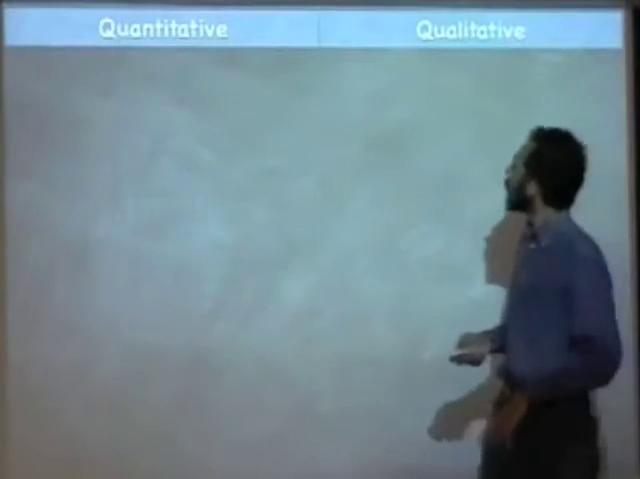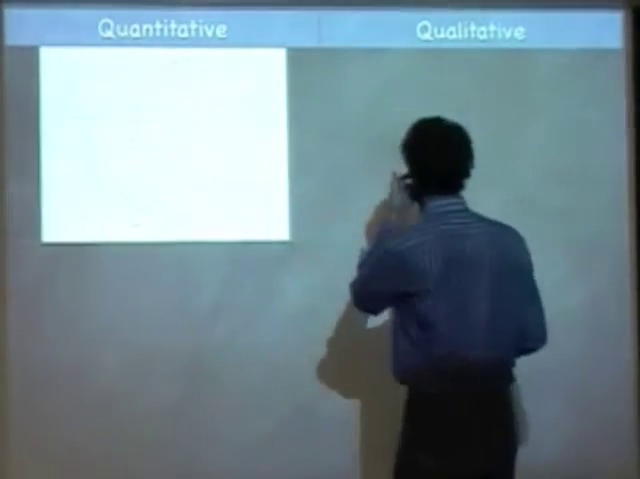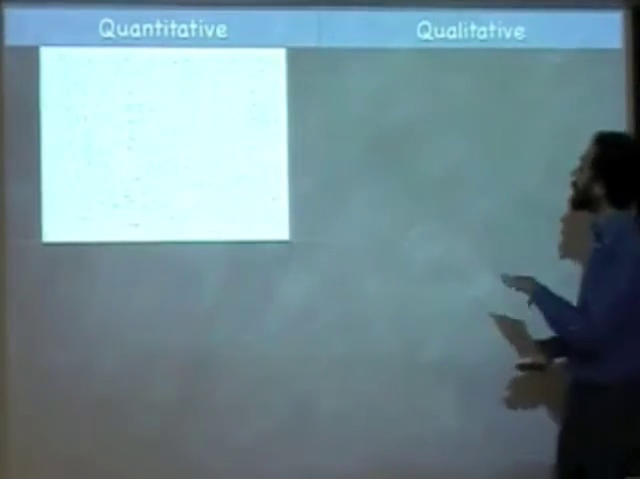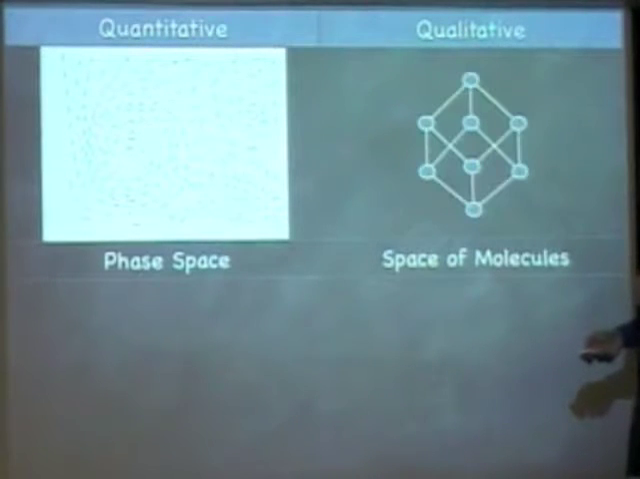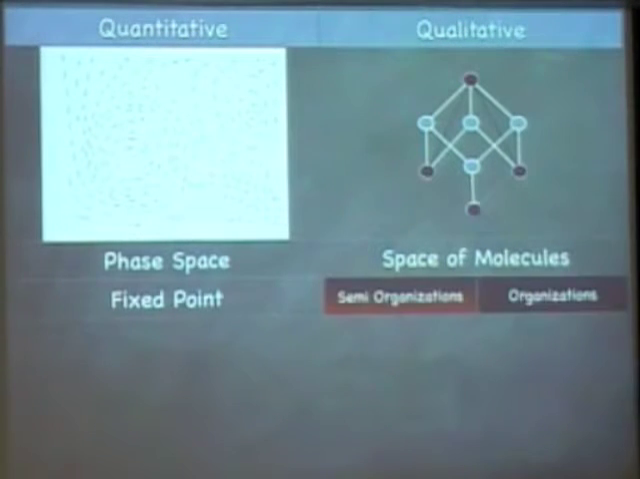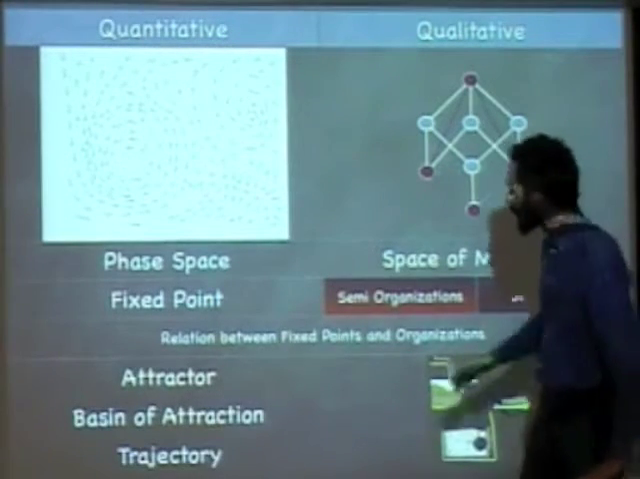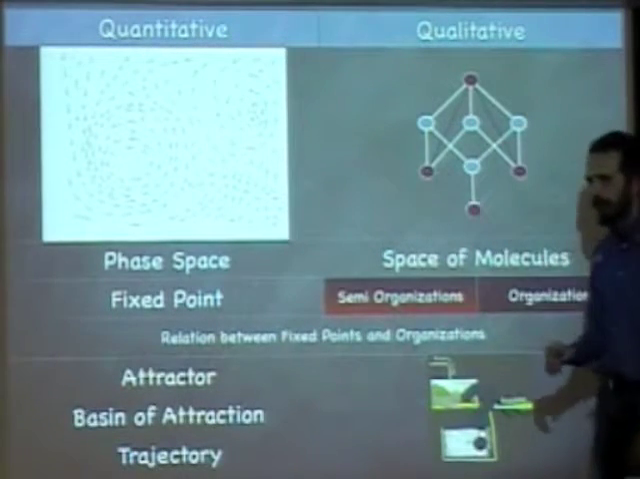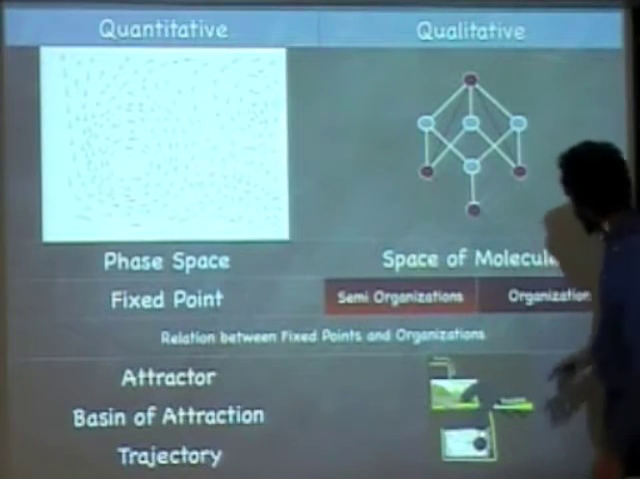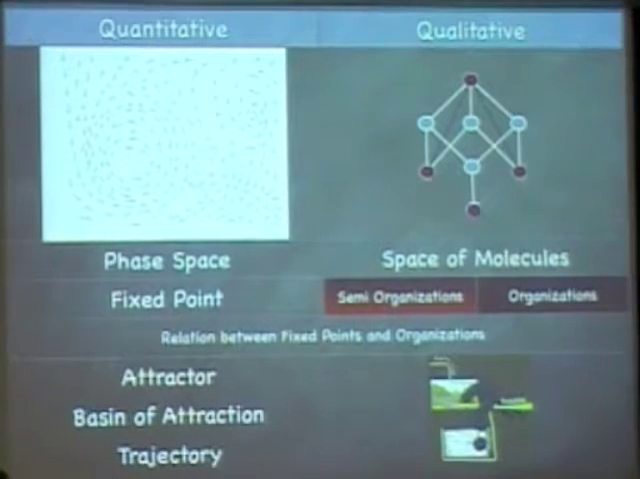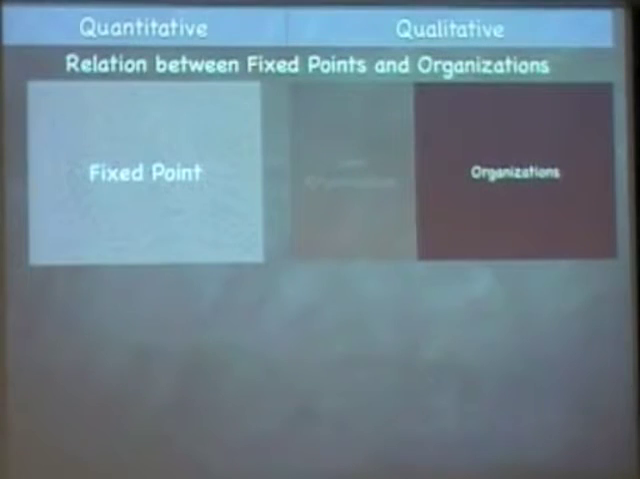Why? Well, I think I'll tell you the why later, I don't remember. So, again, now we want to know something more. We want to know the relation between the fixed point and the organizations. So the organizations are over here, fixed points are over there, and there is a theorem.